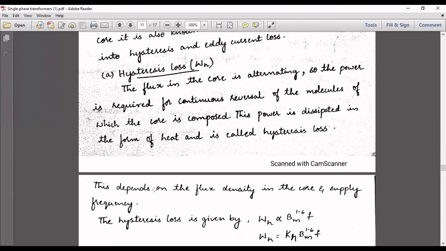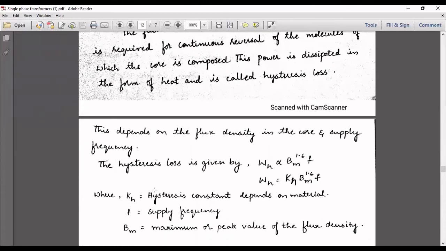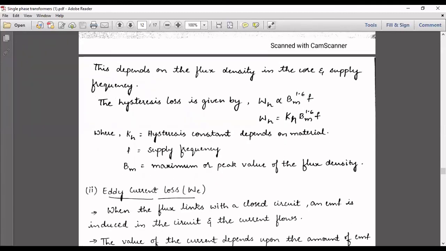These hysteresis losses always depend upon the flux density in the core and the supply frequency. Therefore, the hysteresis loss is given by WH directly proportional to B maximum to the power 1.6 into f, or WH equal to KH B maximum to the power of 1.6 into f, where KH represents the hysteresis constant which depends upon the material, f is the supply frequency, and B maximum is the maximum or peak value of the flux density. So we have to select a material such that the hysteresis constant is very small, so the material will be very efficient and give lesser losses and a highly efficient machine. Therefore, when we consider selection of the material, hysteresis losses have to be taken into consideration.